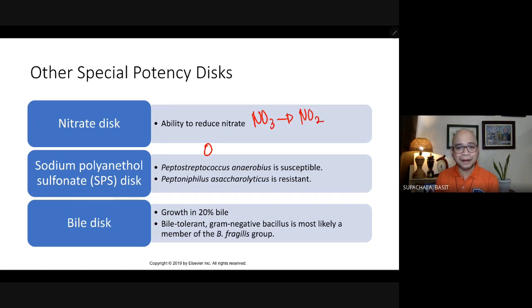Okay, so a Gram-negative bacillus that is bile tolerant is most likely a member of Bacteroides fragilis. But if there is a zone of inhibition, it means that they cannot grow in the presence of bile. So they are not bile tolerant.